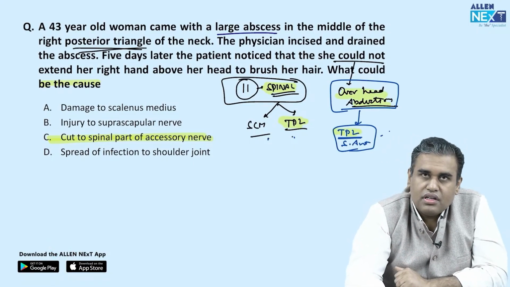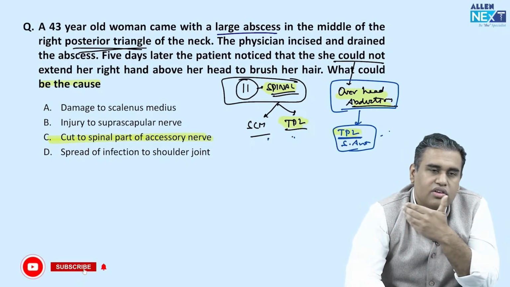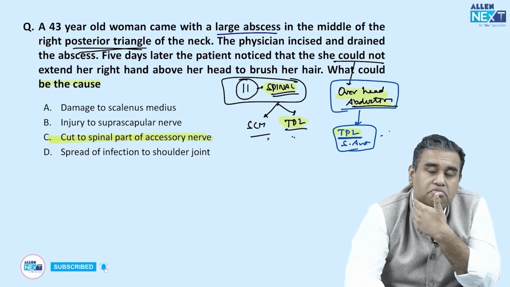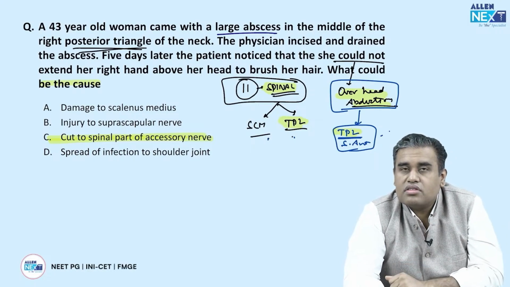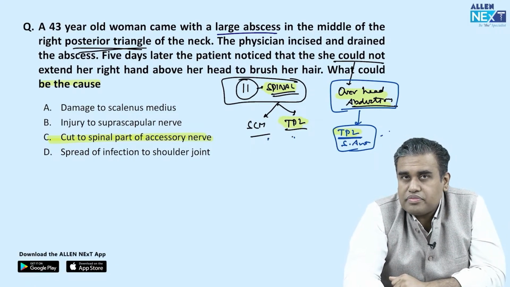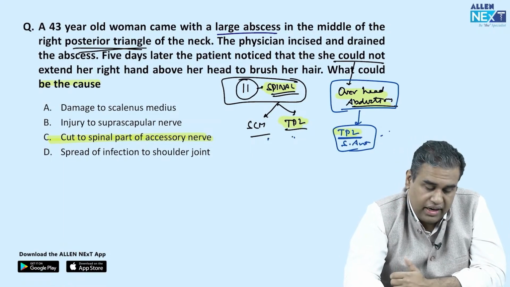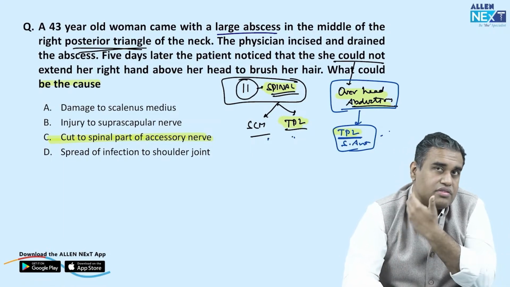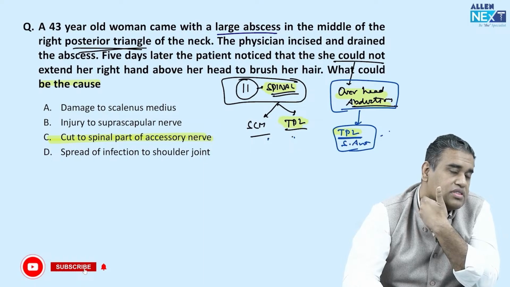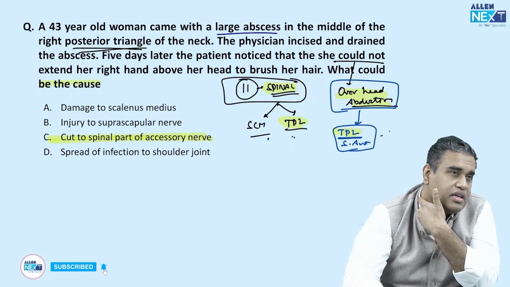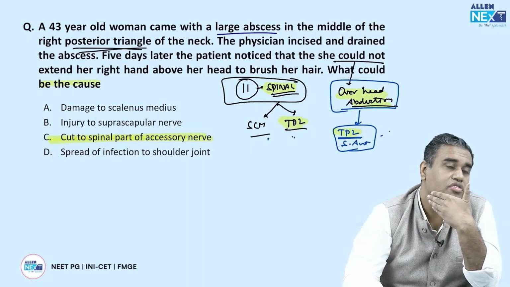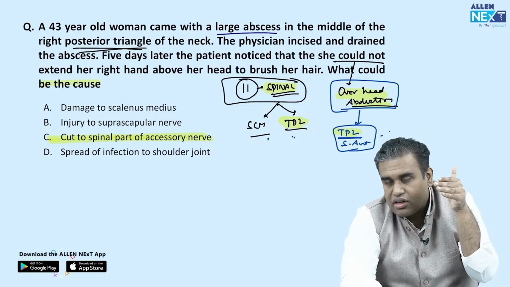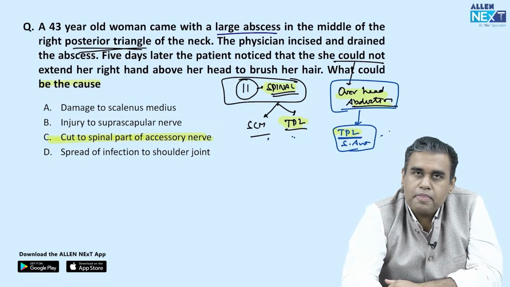Understand the relations. Not just incision and drainage, there could be a lymph node biopsy being taken from here, which could have led to damage to this nerve. Because this nerve is very close to the roof of the posterior triangle, a small cut over here might damage this nerve. And as this nerve is going from the sternocleidomastoid to trapezius, if there's a cut over here, there's basically a denervation of the trapezius, because this nerve is running close to the roof of the posterior triangle of the neck.